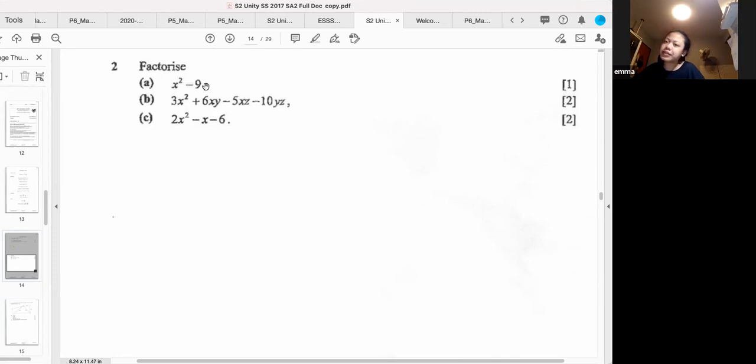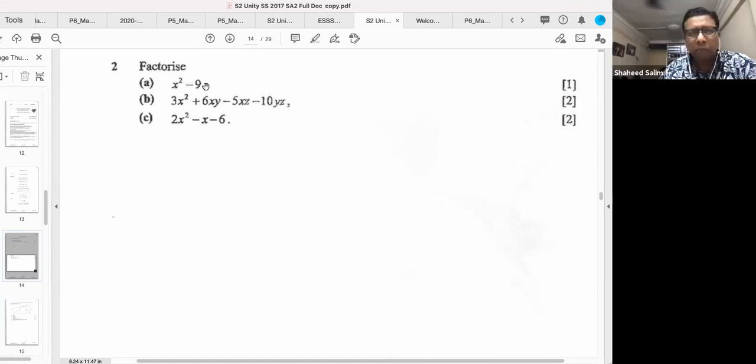x minus 3. x minus 3, x plus 3. Is that correct? Well done. So if you factorize it this way, well done.